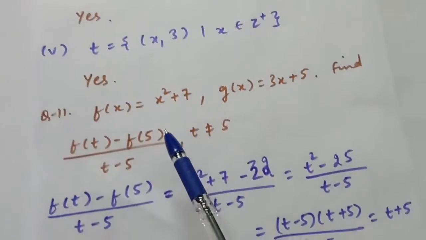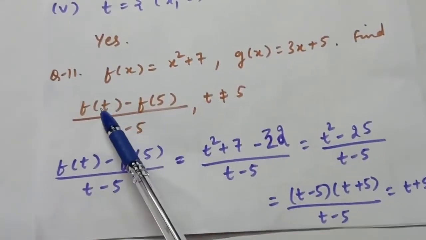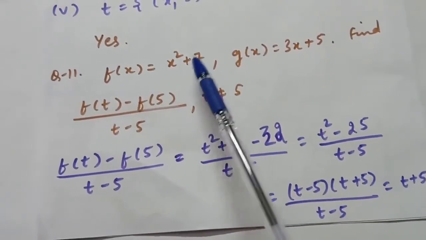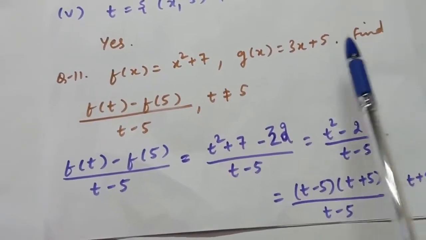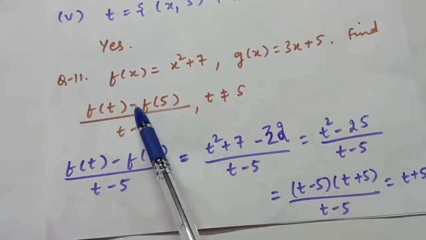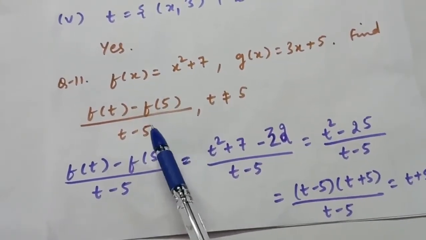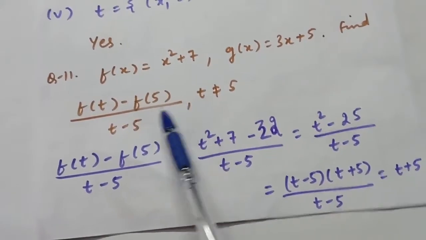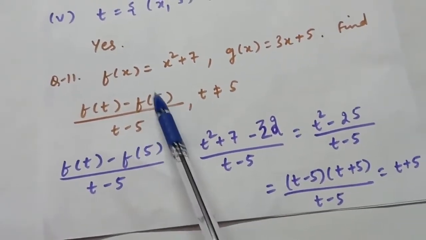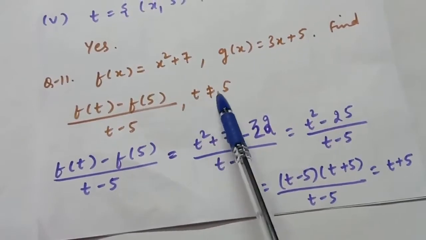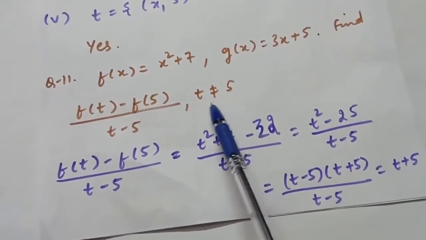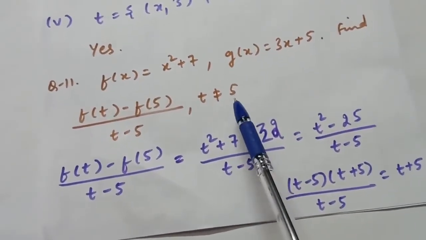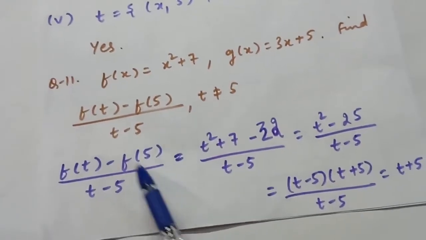Now question number 11, I have taken only the 5th part. So f(x) is given, g(x) is given. You have to find this, f(t) minus f(5) upon t minus 5, and because this should exist, t must not be equal to 5. So this condition is also given. Now we have to find this.